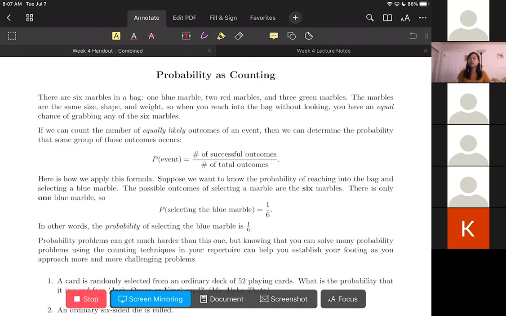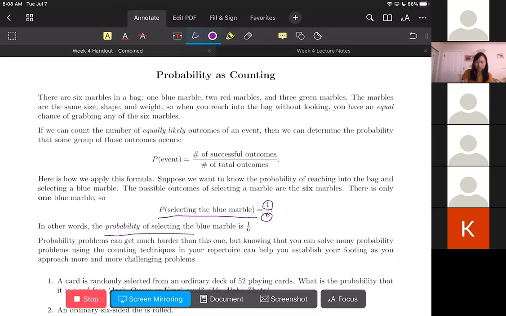So for example, if we have 6 marbles and we want the probability of selecting 1 blue marble, and we have 1 blue marble, 2 red marbles, and 3 green marbles, then we can compute the probability of selecting the blue marble here. The number of successful outcomes is 1, because there's 1 way to select the blue marble, over 6 because there's 6 total marbles. And so the probability of selecting the blue marble is 1/6.